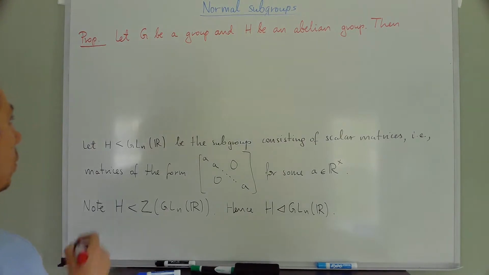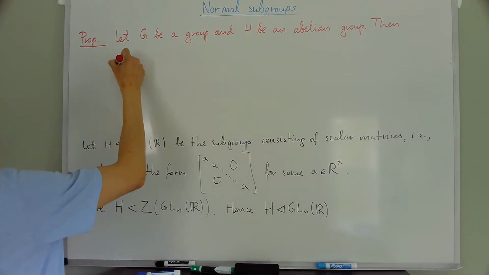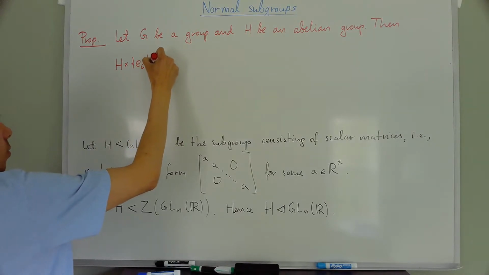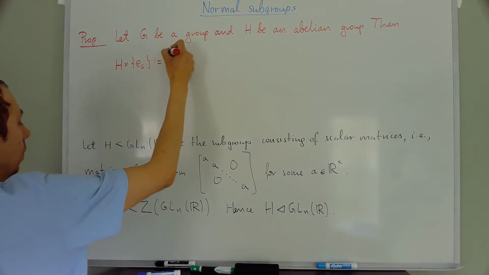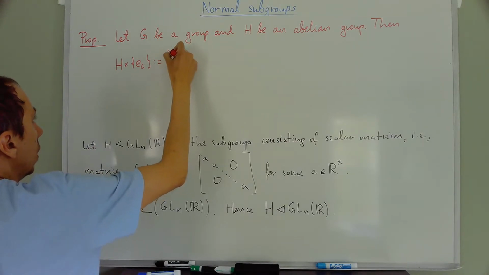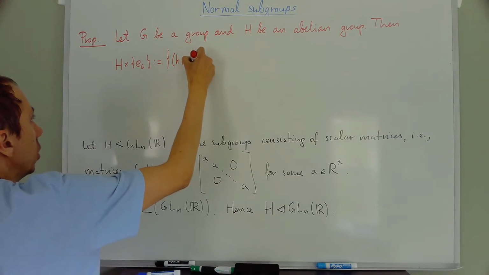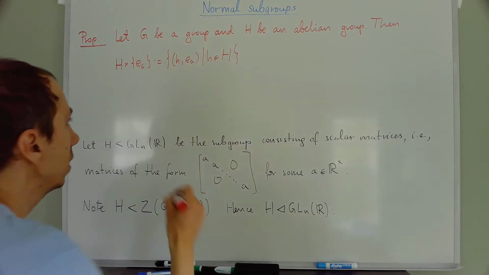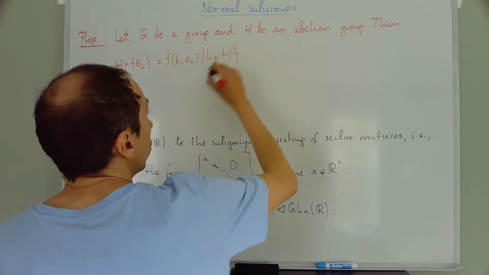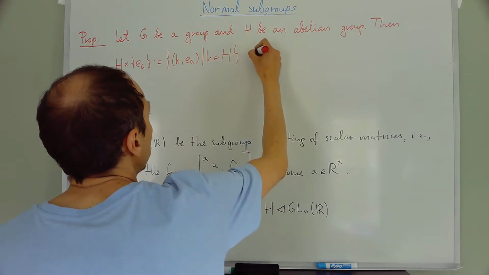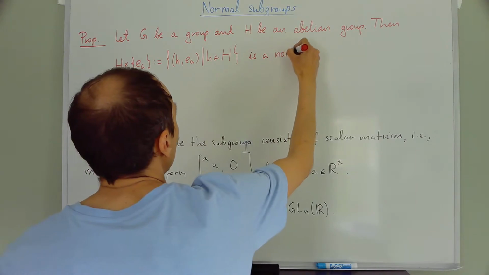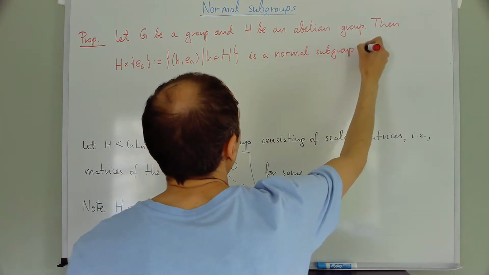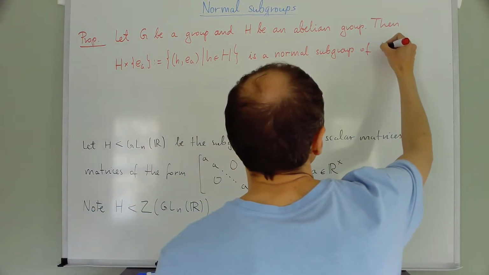Then the subgroup of the form H cross the identity in G, which is the same as simply (h, identity in G) where h is in H. We've already seen such things. You know these are subgroups. So then this is a normal subgroup of H cross G.